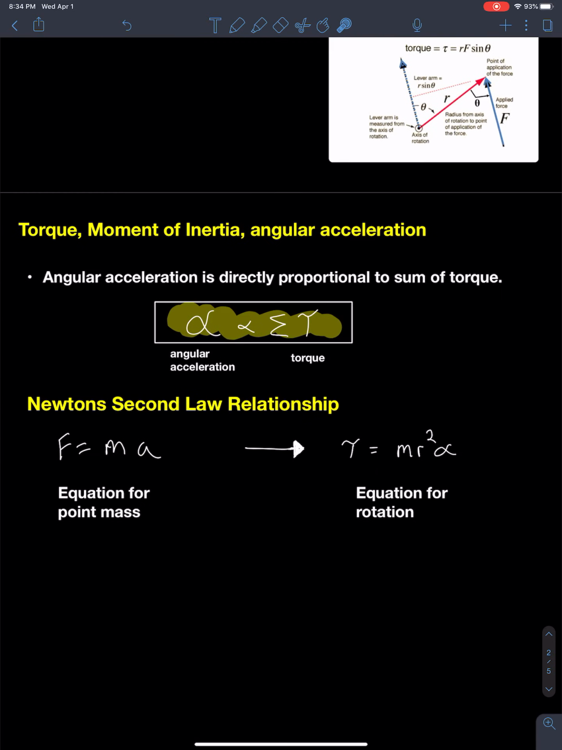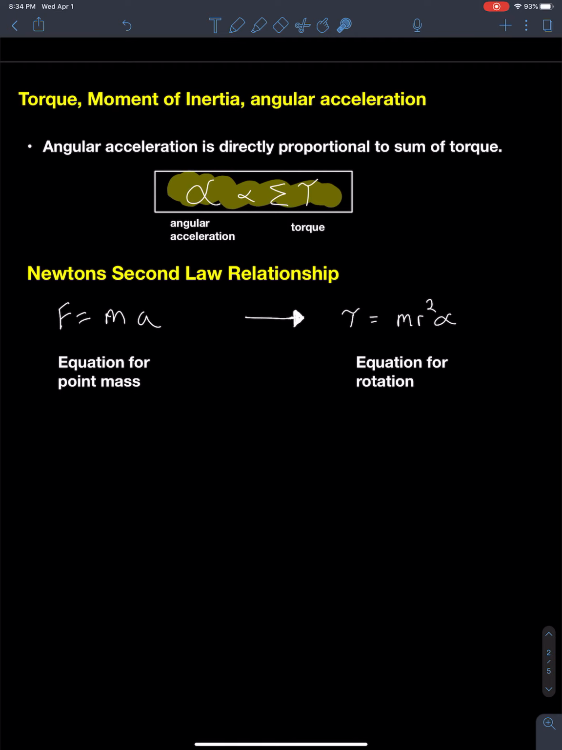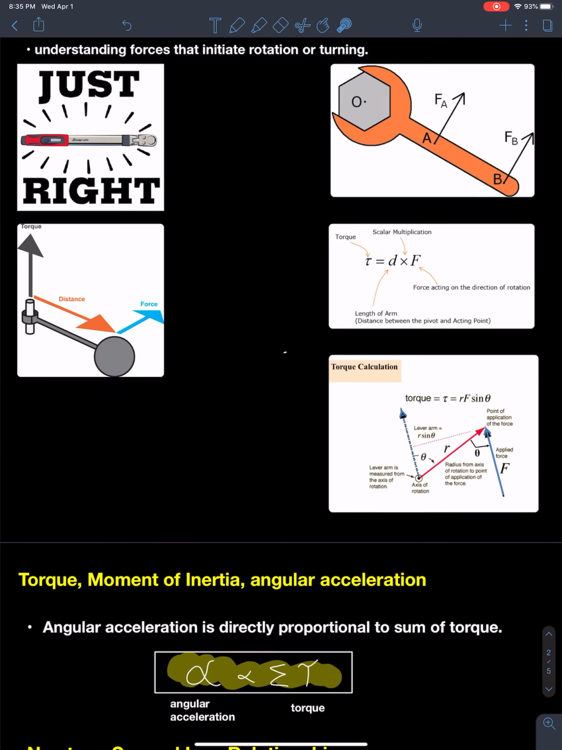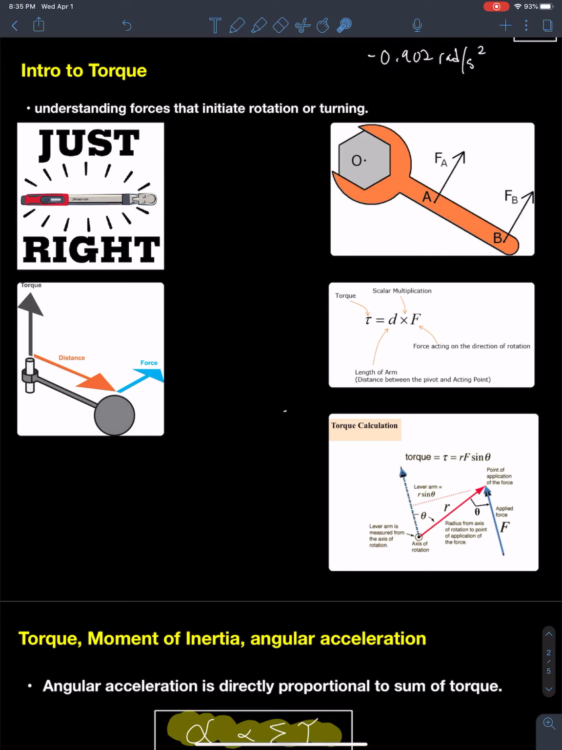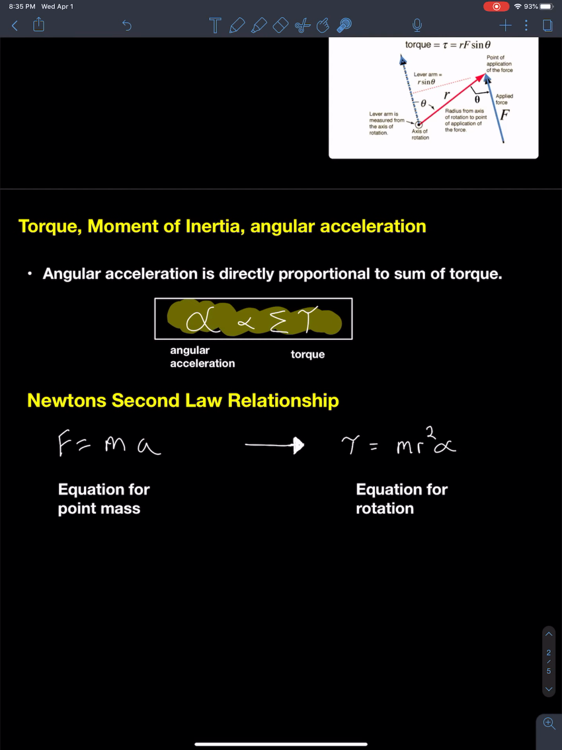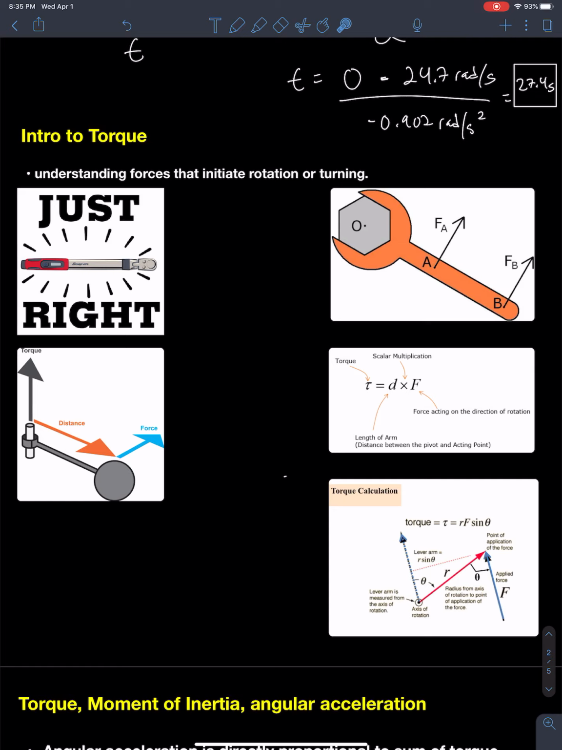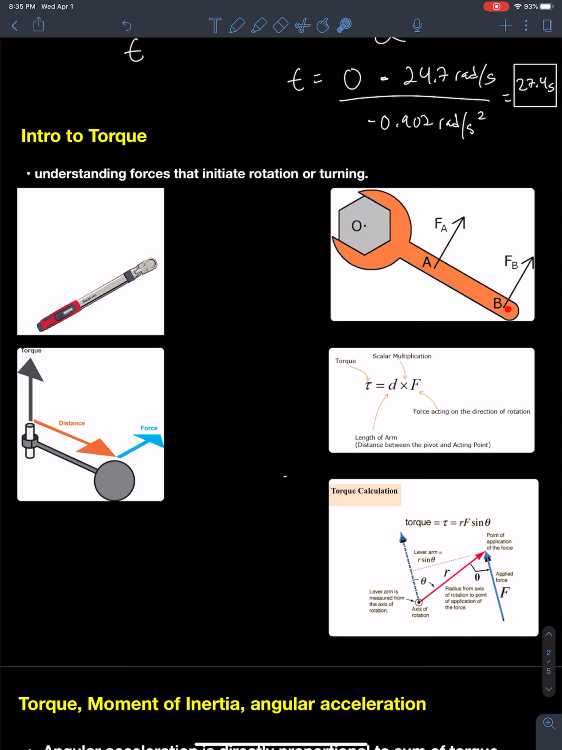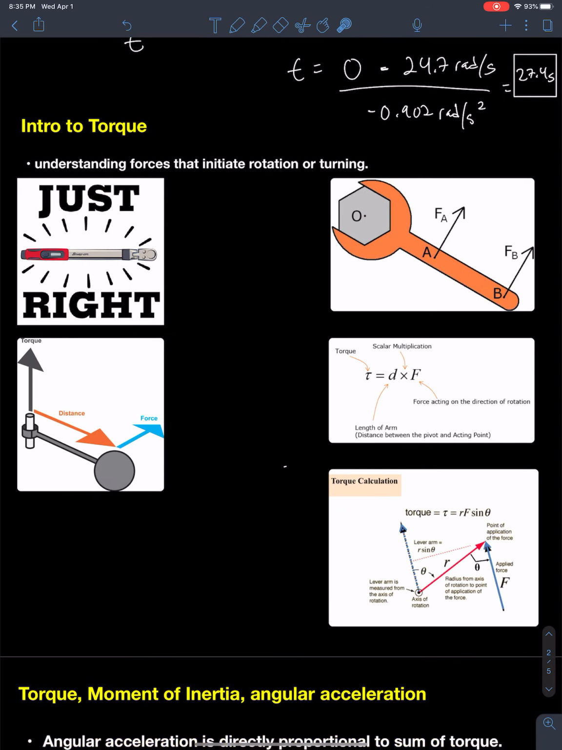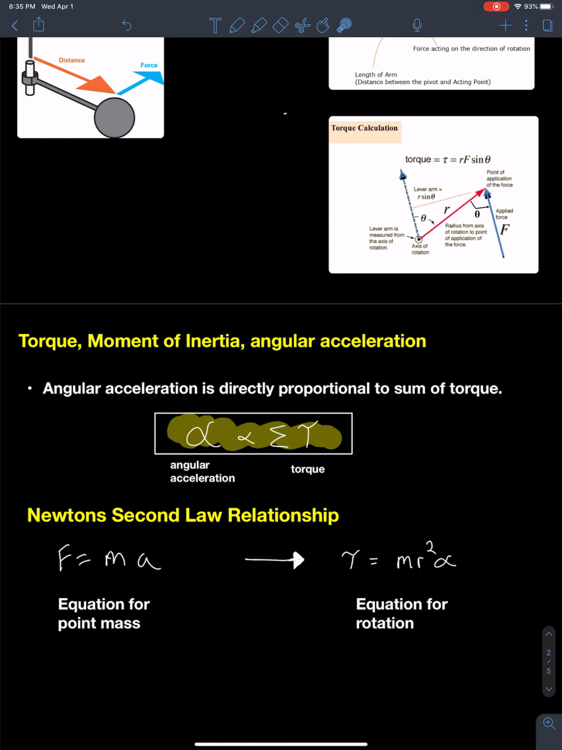The last thing we're going to talk about is the relationship between torque, moment of inertia, which we're going to figure out over here, and angular acceleration. In these examples, the angular acceleration of that bolt is directly proportional to the amount of torque that I'm applying. That's what it says over here: the angular acceleration is directly proportional to the sum of the torque. What does that mean? If I was applying a force here and a force here at the same time, I would add the torques, force times that distance plus force times that distance, to get the total torque, and the total torque would be proportional to my angular acceleration.